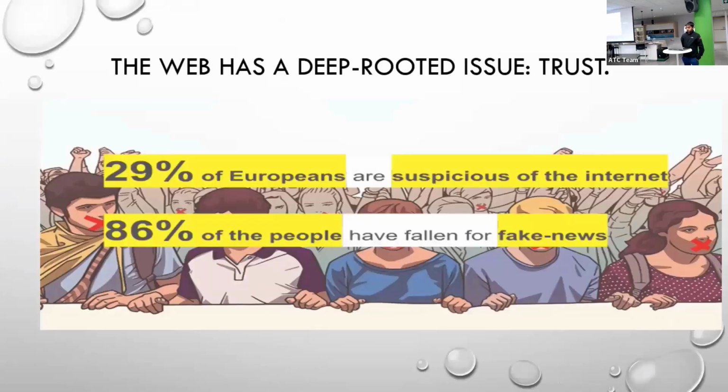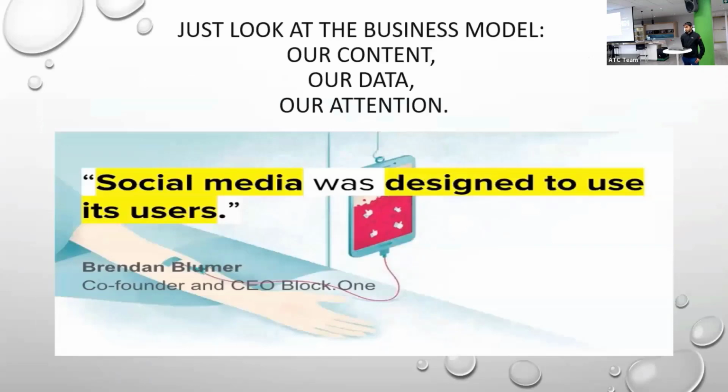The web has a deep-rooted issue, and this issue is trust. How can a consumer know whether information presented to them is verifiable? And how can content owners claim ownership of their information? We suffer from plagiarism, fake news, and revisionism.